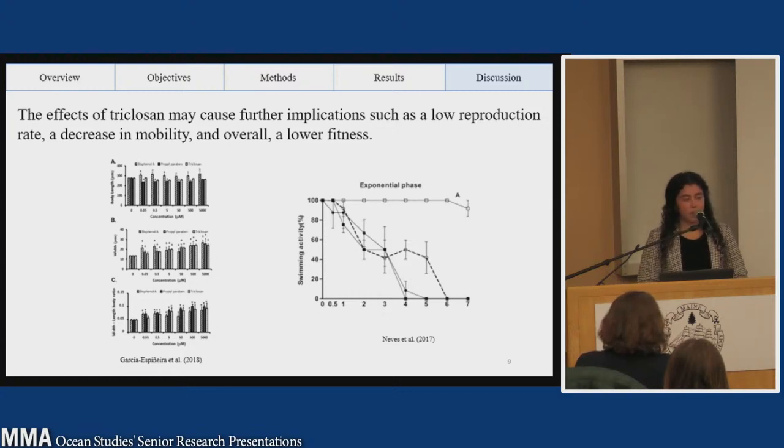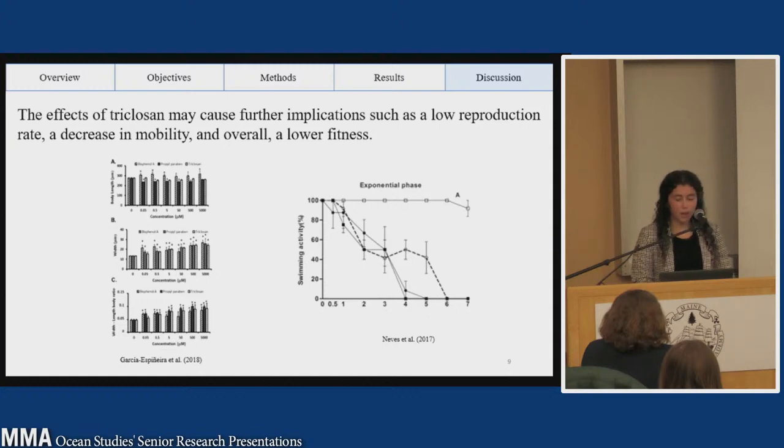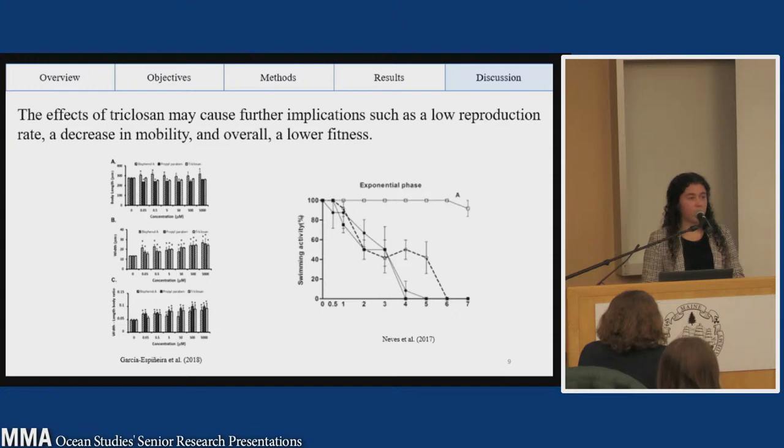So a study done by Garcia Espinera et al. in 2018, which is the graph on the left for you guys, graph A shows the length over a 24-hour period using three different chemicals, bisphenol A, propylparaben, and triclosan. And as you can see, there is a slight decrease in triclosan over the 24-hour period. Graph B shows the width, and as you can see, the width actually increases in all three chemical treatments. The width may have increased due to hormesis, like I said earlier, which is a phenomenon that enhances the physiology of organisms when under low stress levels.